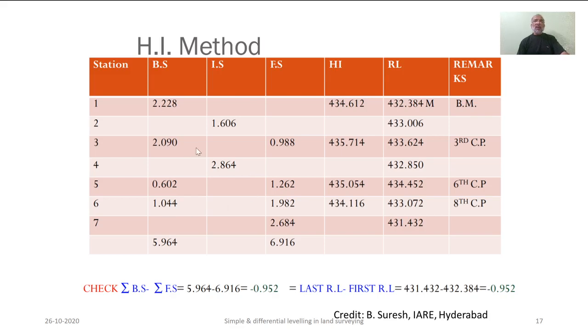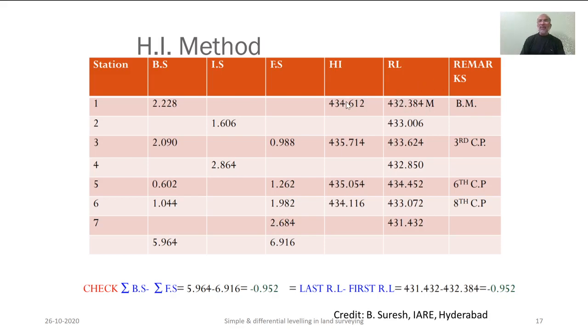So the way you see here, 2.228, 1.606, and here the third reading is 0.988. That means the fourth reading should have been entered as backsight. Similarly, the sixth reading will be foresight, whereas the seventh reading will be backsight. And the last station, 2.684. I hope there should not be any confusion. Some small thought to this will help you.